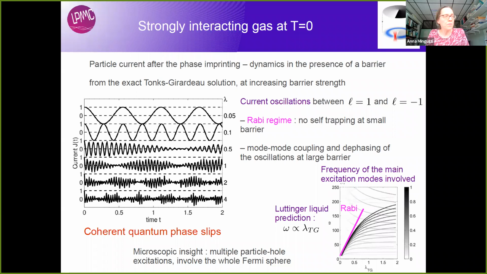And one also very nice feature that I think nobody knew before our work is that now we have a microscopic insight of what this coherent quantum phase slip is, because we see that it involves a multiple particle-hole excitation. It involves the whole Fermi sphere oscillating. So I don't know if this is of direct use for superconductors, but I found it very beautiful because finally there is a way to visualize these coherent quantum phase slips in a way that at least I can understand.